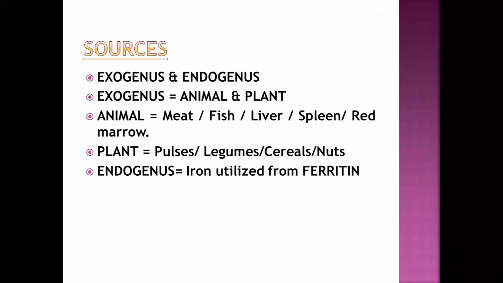Sources of the iron: two types of sources, exogenous source and endogenous source. Exogenous source of the iron is further divided into two portions: animal sources and plant sources. What are the animal sources of the iron? That are the meat, fish, liver, spleen, and red marrow. Plant sources: pulses, legumes, cereals, and nuts contain a good amount of the iron.